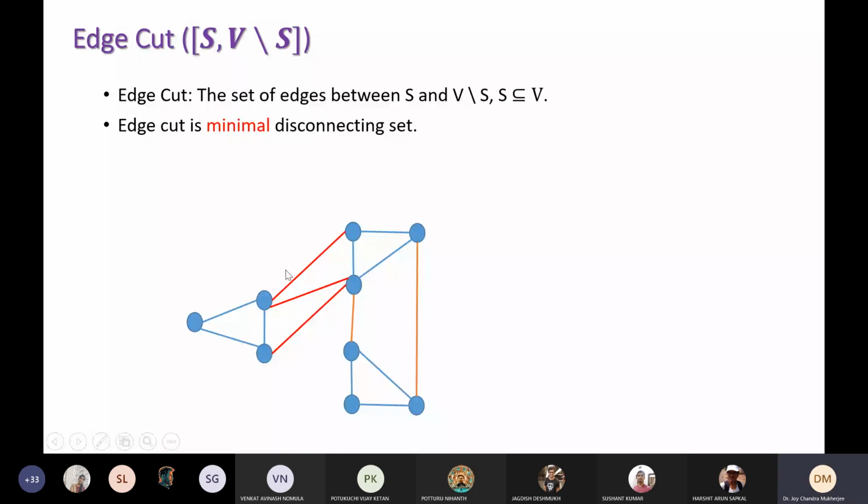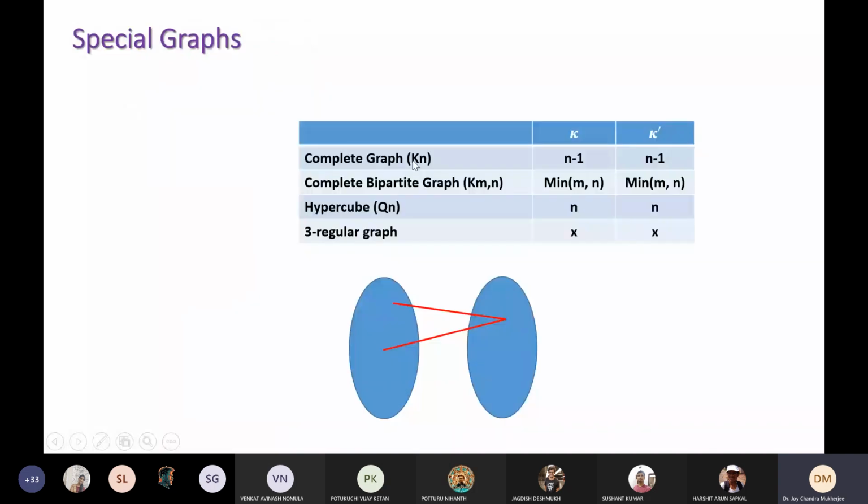Now some special graphs. For a complete graph, we know that its edge connectivity and vertex connectivity are both n-1.